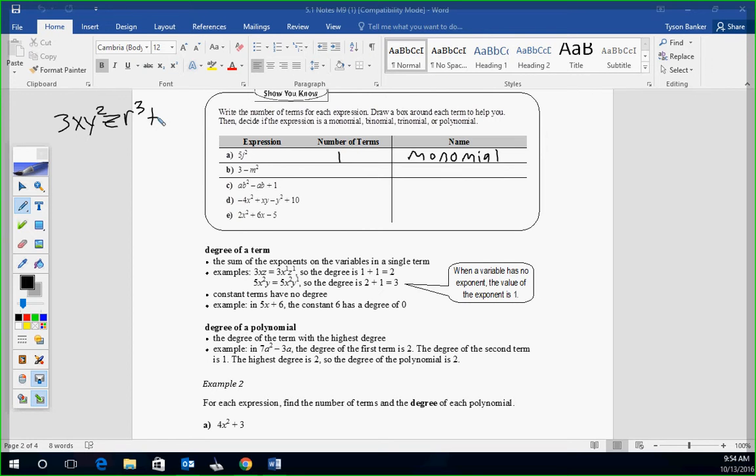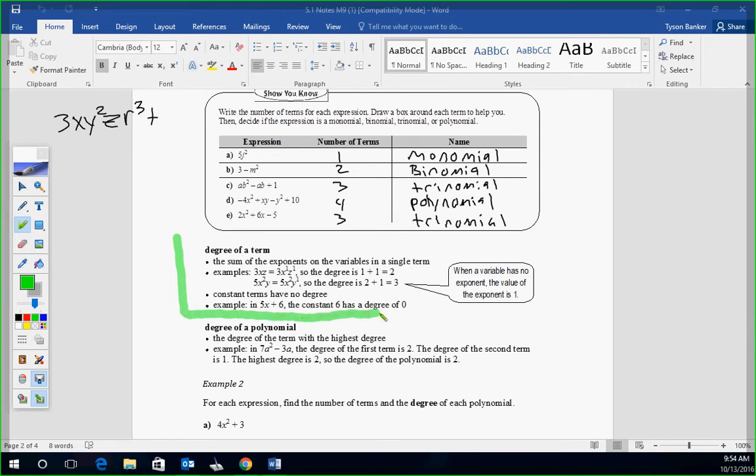Yep. Okay, Hudson, how about this one? How many terms? 2 terms. And what do you call it? Good. Okay, C, Connor. 3 terms. Trinomial. Okay, Emily. 4. Have some confidence there. And that we just call a polynomial. Jade, how about E? 3, correct? And we call that trinomial. Very good.